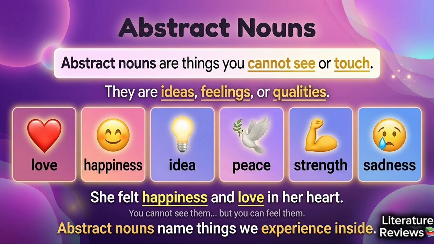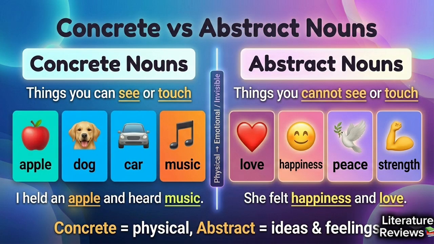Abstract nouns are things you cannot see or touch. They are feelings, ideas, or qualities like love, happiness, or peace. You can't see them, but you can feel them inside. Concrete nouns are things you can experience with your senses. Abstract nouns are things you feel or think, but cannot see. So remember, physical versus invisible.